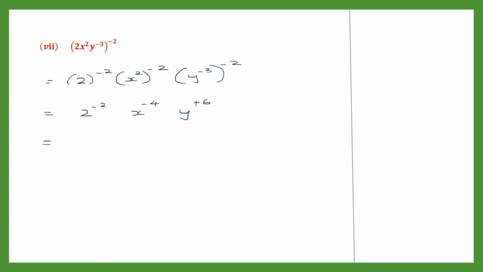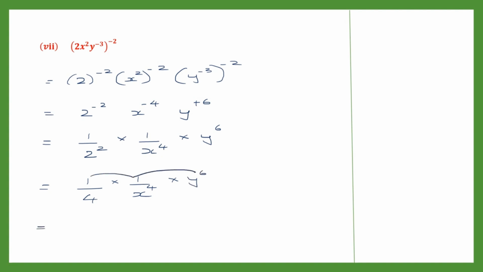So 2 to the power of minus 2 means we can write it as the reciprocal 1 by 2 and change the power to positive, into, now here x to the power of minus 4, again write the reciprocal and make the power positive, and this is y to the power of 6. So this will now be 1 over 2 twos are 4, into 1 by x to the power of 4, into y to the power of 6. So when you multiply it all, 1 into 1 is 1, into y to the power of 6 is y to the power of 6, and in the denominator we have 4 x to the power of 4. So this is our final answer.